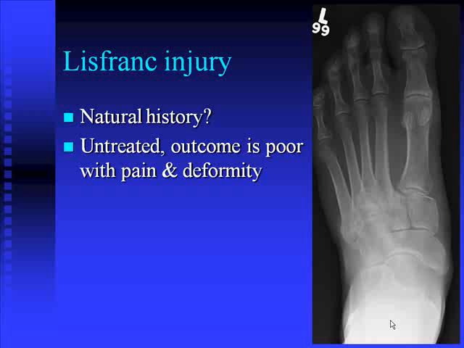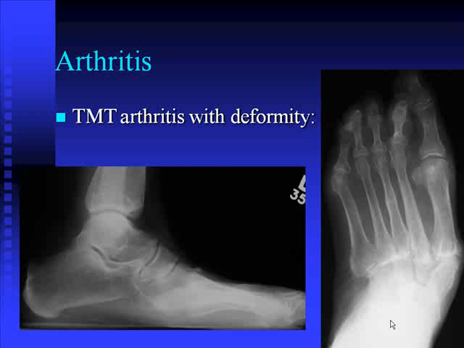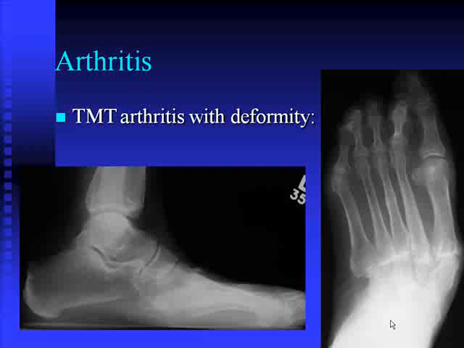Now, the natural history of this injury is poor. And if the patient's not treated appropriately, they often present late with pain and deformity. And this is an example. You see the collapse through the tarsal-metatarsal joint and the abduction of the forefoot in relationship to the hind foot because of a neglected injury. So making the diagnosis and having the appropriate treatment is essential to a satisfactory outcome for these patients.